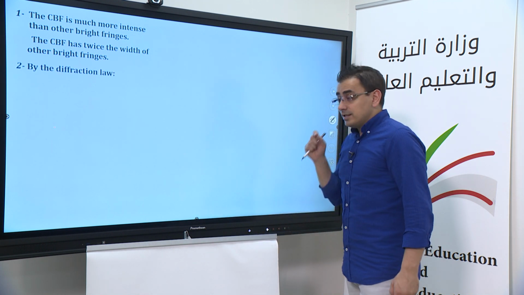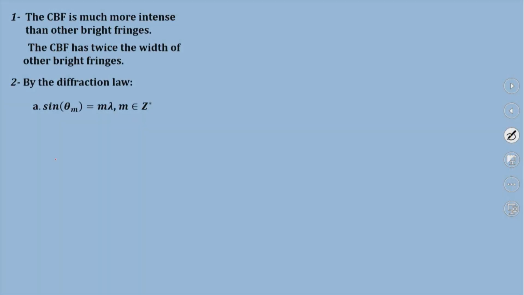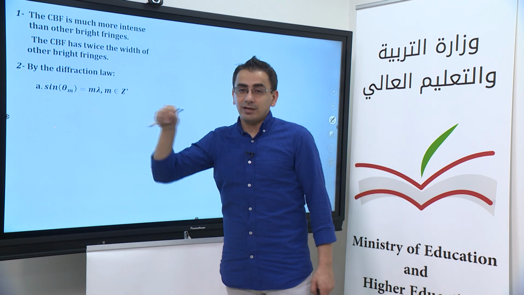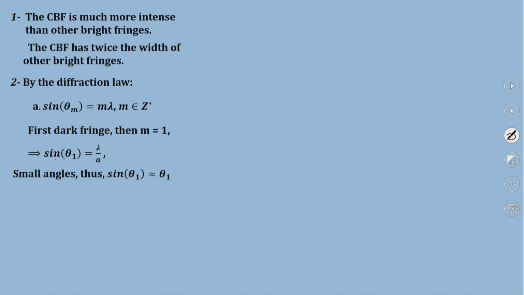Second question was, establish a relation between A, lambda, and theta 1. We went to the diffraction law, in which A sine theta m equals m lambda, m being an integer which is not 0. And angles are small, regardless of y. No need to prove them. It's given, if you recall, right? Okay. So, for the first dark fringe, we go to m equal to 1 because we are dealing with the first dark fringe as given. Then sine theta equals lambda over A. Using small angles, theta 1 equals lambda over A.